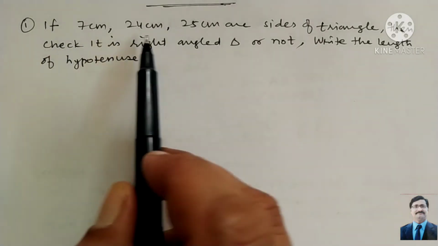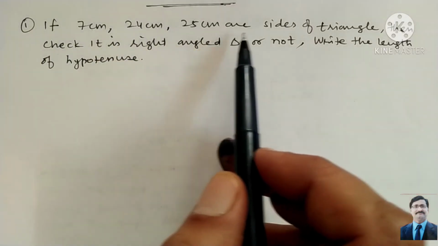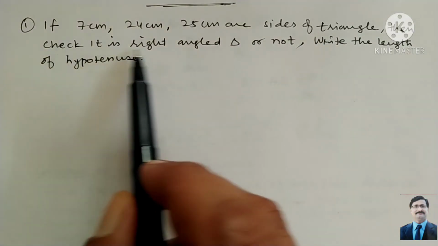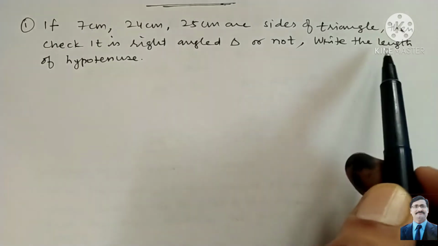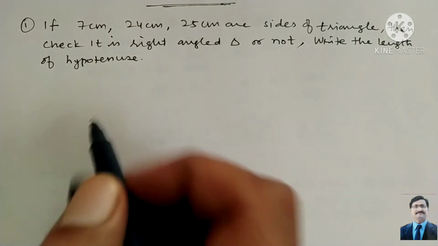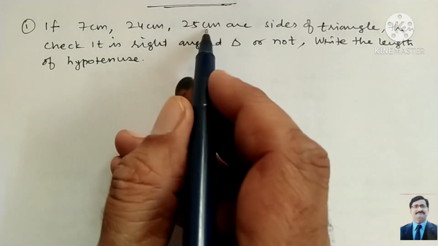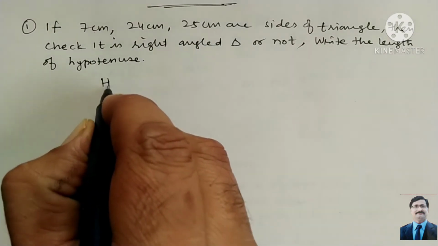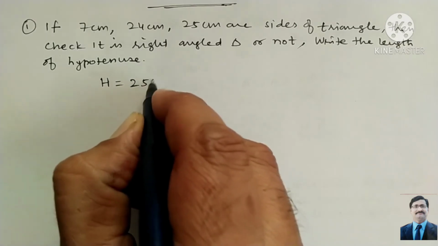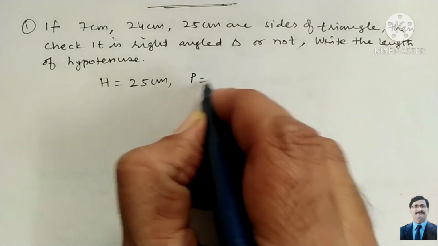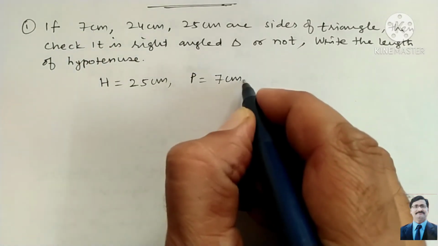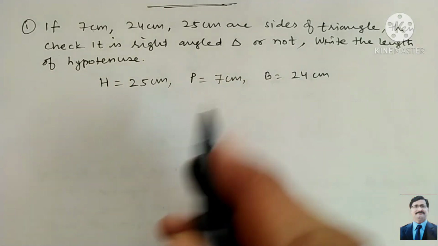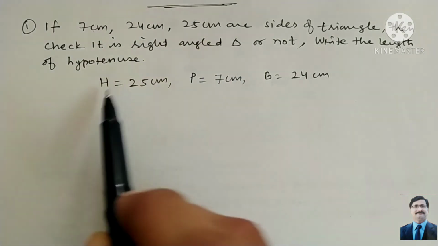If 7 cm, 24 cm, 25 cm are the sides of a triangle, then check whether it is a right triangle or not. Write the length of the hypotenuse. Look here, the longest side is 25 cm. So we write here the hypotenuse may be 25 cm. One side we take as perpendicular, that is 7 cm, and the second side we take as base, 24 cm. The longest side will always be the hypotenuse.